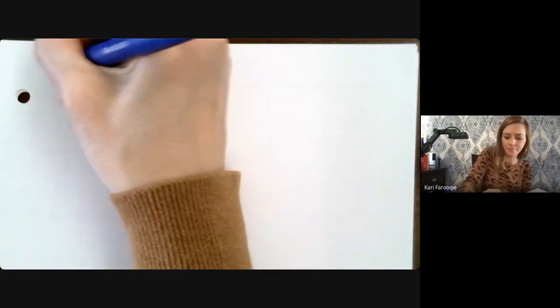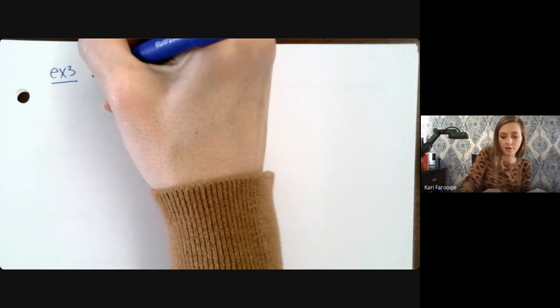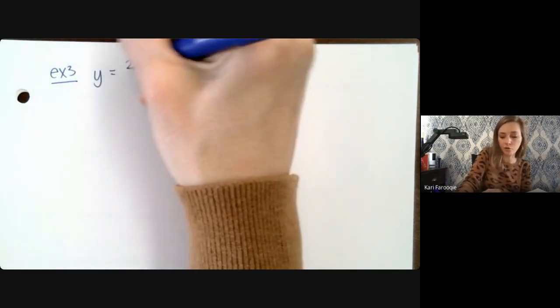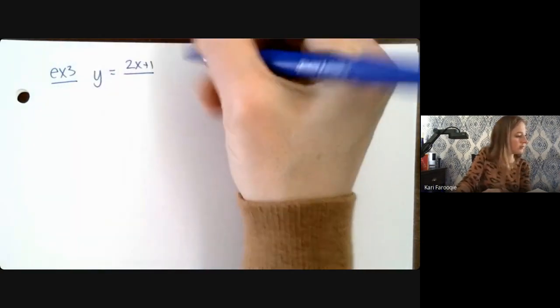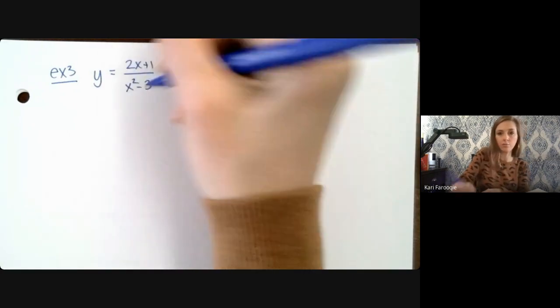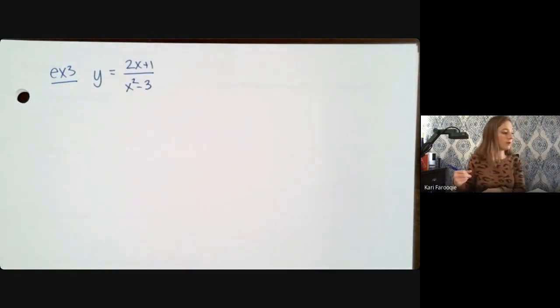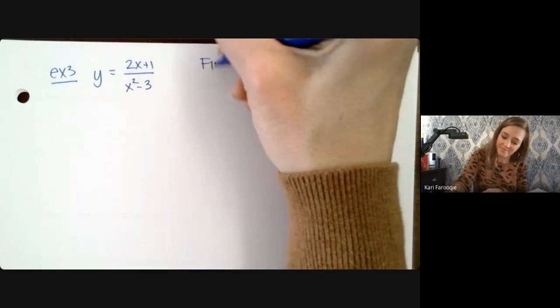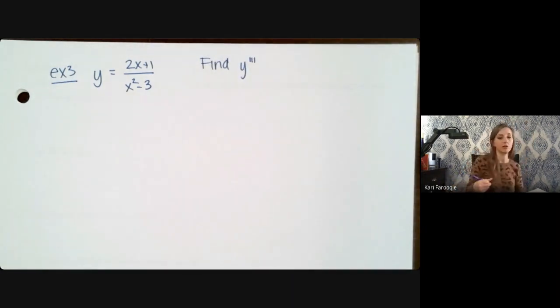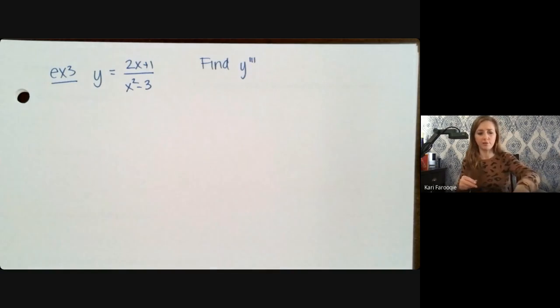All right, I'm going to give you example 3. And it's y equals 2x plus 1 divided by x squared minus 3. And we'll find y triple prime. Now, in the next chapter, mostly you're just going to be looking at first and second derivatives, not third, but this is only going to give you extra practice. So we're going to find all of them.